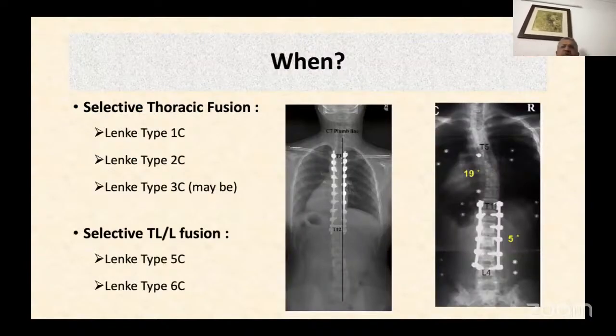The next important question is when we can do a selective thoracic fusion. We can do selective thoracic fusions in cases of Lenke type 1C, 2C, and 3C curves. You may do selective thoracolumbar fusion, understandably, in Lenke 5 and Lenke 6 curves.